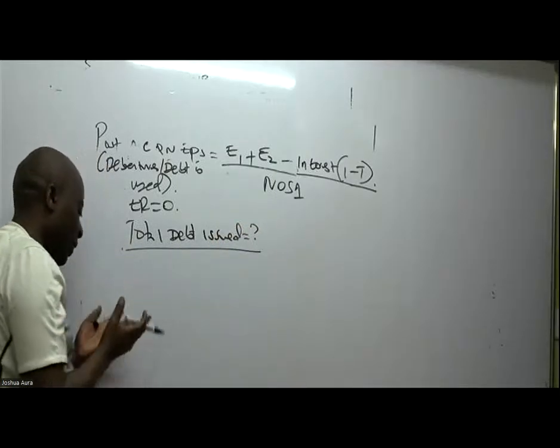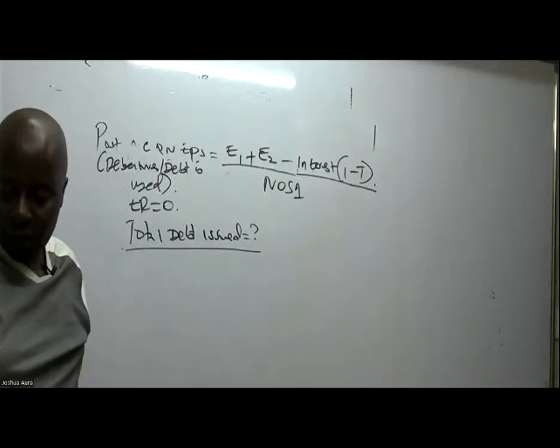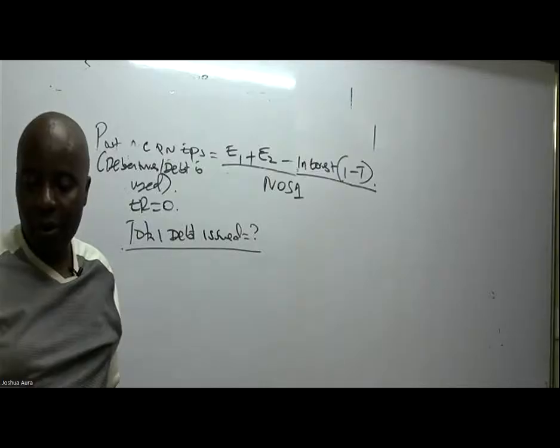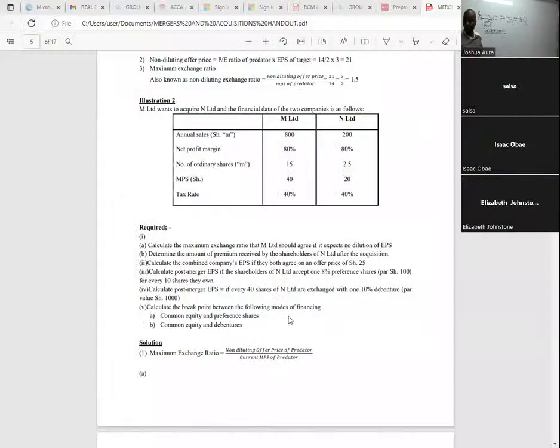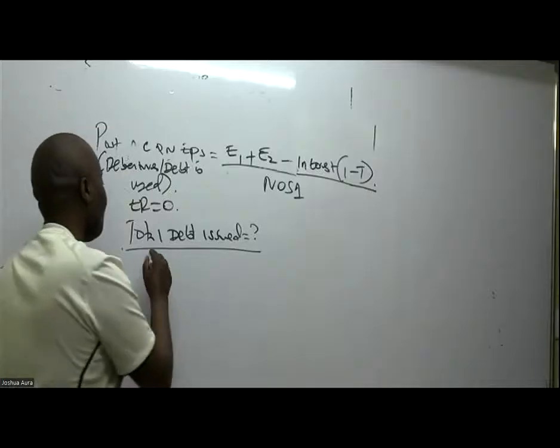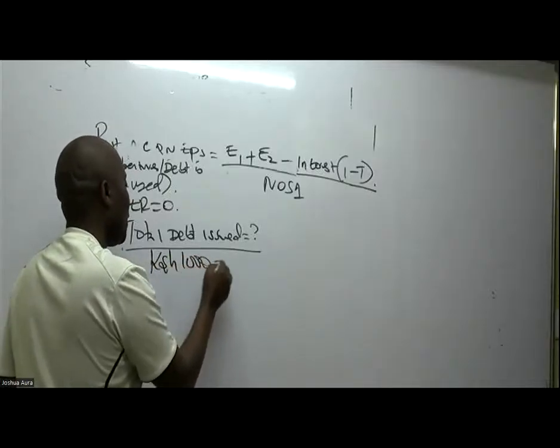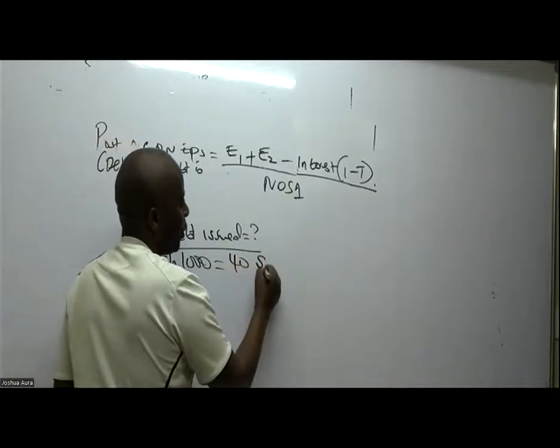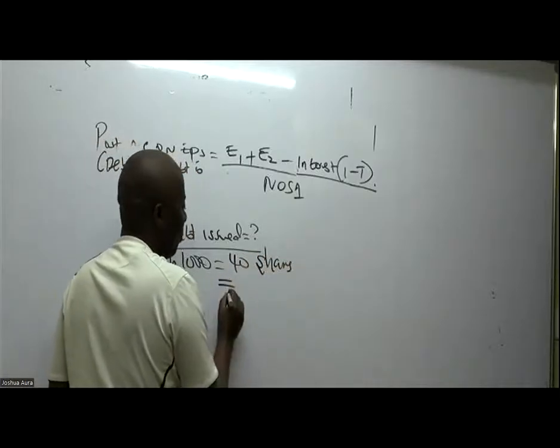They have told me something very easy here, how they are able to make this acquisition. We are told to calculate post-merger EPS if every 40 shares of N Limited are exchanged with 10% debenture. Debenture is debt. So for every 1,000 we give out, we shall be given 40 shares. So for debt of Kenya shillings 1,000, we have 40 shares. Remember, this is a complete acquisition.